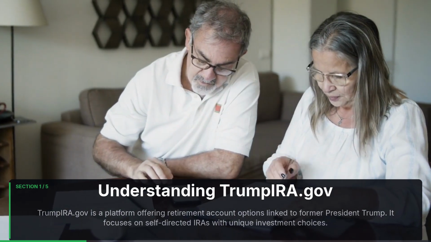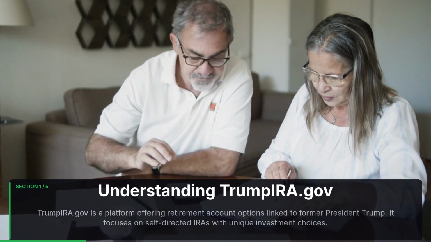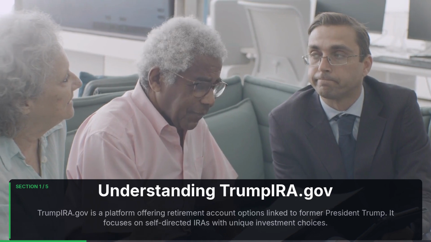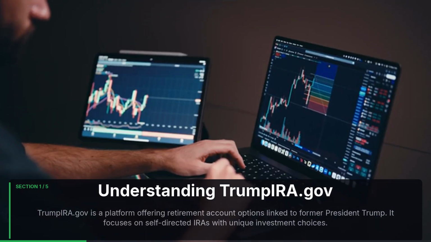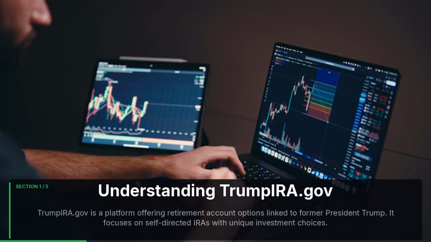The key is that you aren't limited to stocks and bonds. You can invest in real estate, private companies, and other assets. This flexibility is what sets Trumpira.gov apart from many standard retirement accounts.